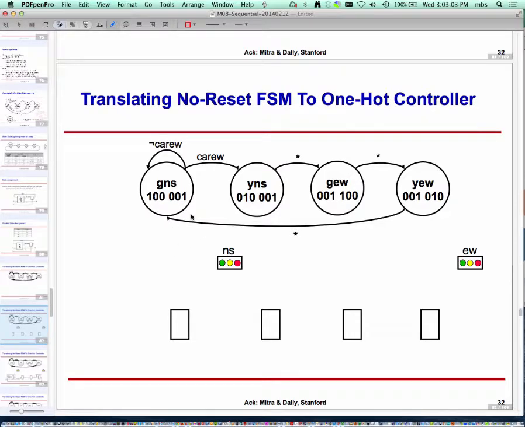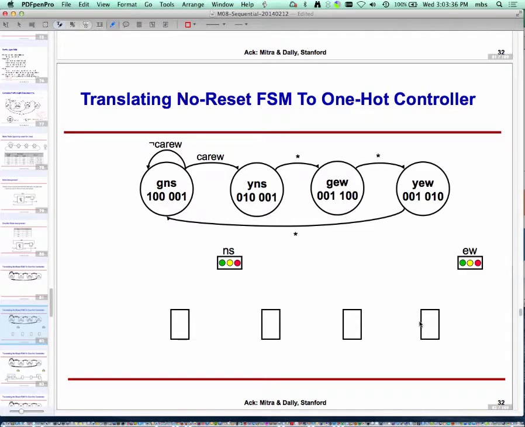So what you do is, for each state, you put a flip-flop. And since it's one-hot coding, what it means is that one and only one flip-flop would be high at any given time, right? That's the definition of one-hot coding. I have 4 states, 4 flip-flops. Exactly one of them would have 1, the remaining 3 would have 0. So I put a flip-flop for each state. For GNS, I have this flip-flop. For YNS, I have this flip-flop. For GEW, I have this one. For YEW, I have this one.